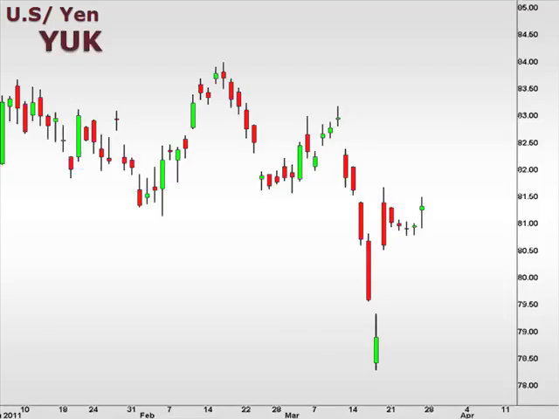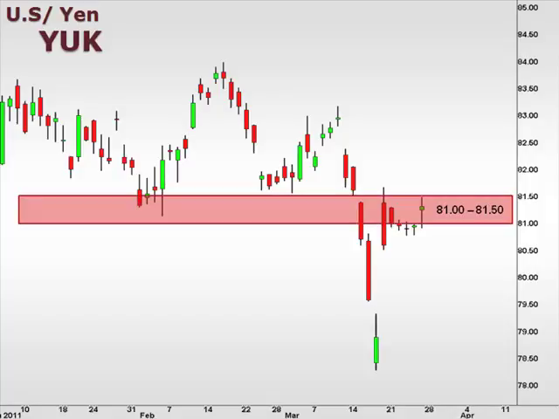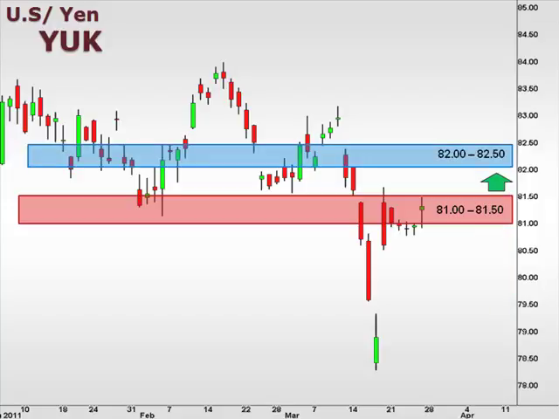Let's take a look at the YUK, the US dollar versus the Japanese yen. Well, the YUK has been consolidating within the 81.5 focal zone for the past week. A break below 81 opens the window for a retest of the lows. A break above 81.5 lends credibility to a move towards resistance at the 82.5 level.